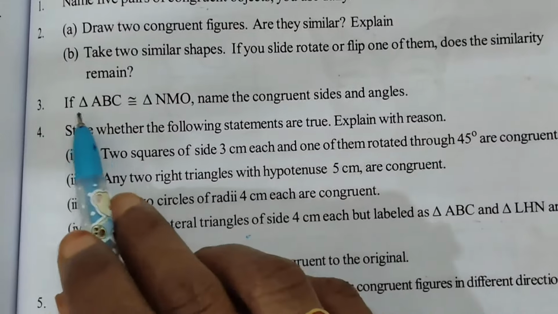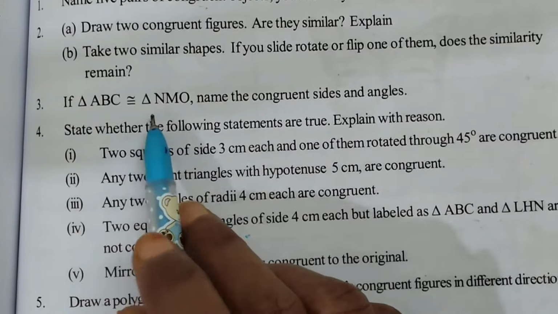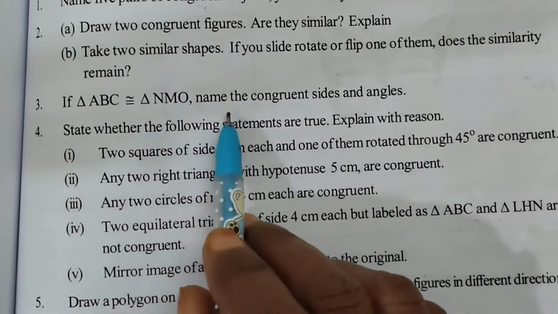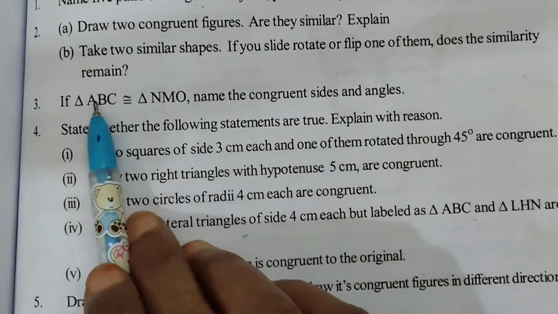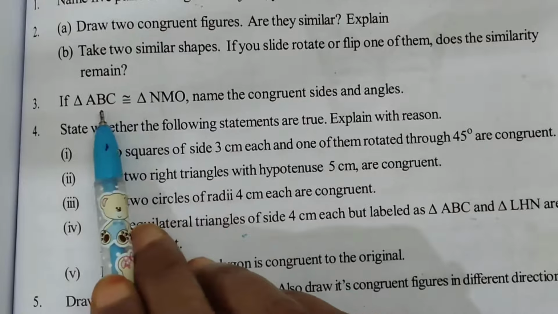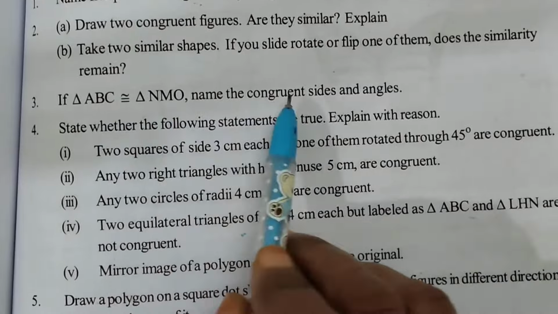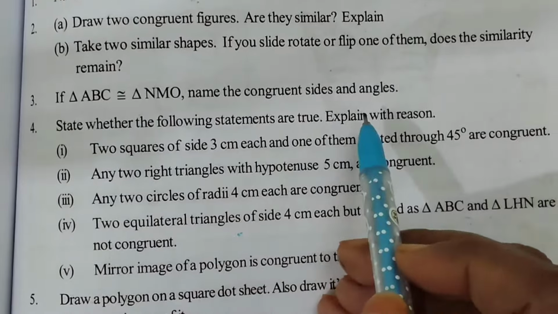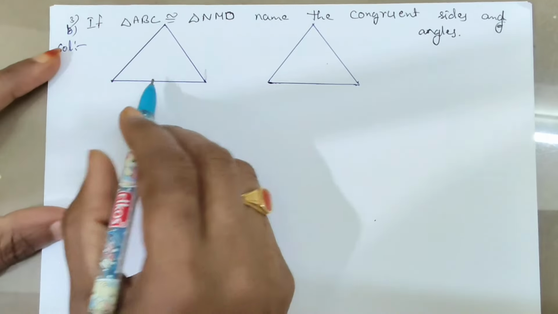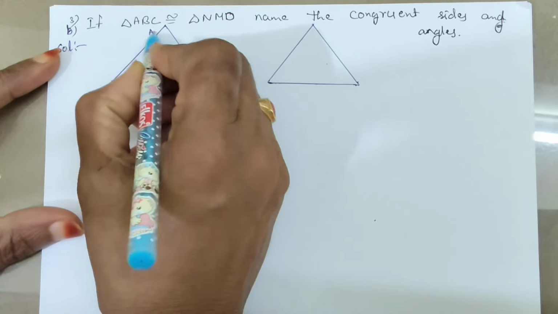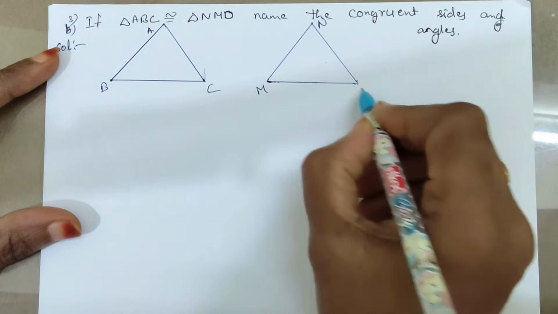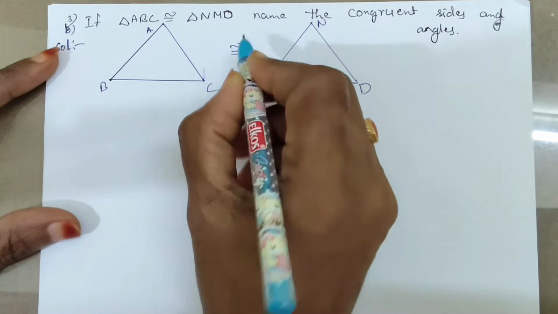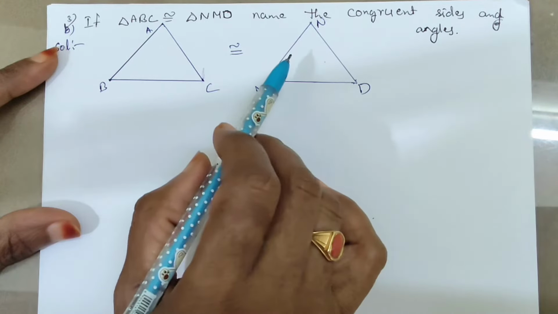Next, third question. If triangle ABC is congruent to triangle NMD, name the congruent sides and angles. So here these two are congruent, meaning corresponding angles and sides are equal. So we write that. I already drew two triangles here. These names are ABC and NMD. These two triangles are congruent.